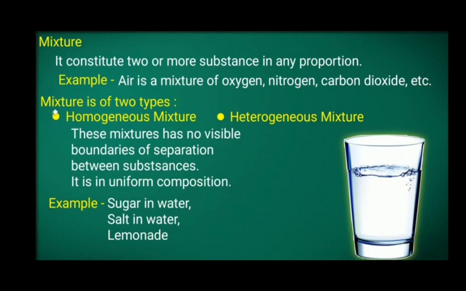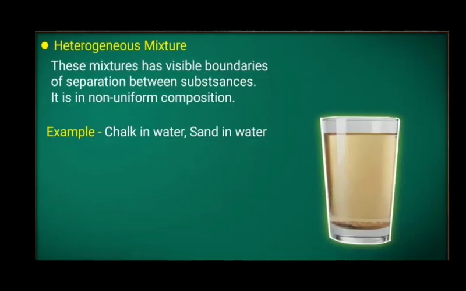Mixtures which have no visible boundaries of separation between substances and have a uniform composition are known as homogeneous mixtures. Example, sugar in water, salt in water or lemonade. Now heterogeneous mixtures. These mixtures have visible boundaries of separation between substances and have non-uniform composition. For example, chalk in water, sand in water, etc.